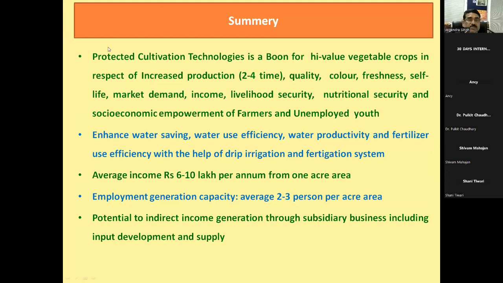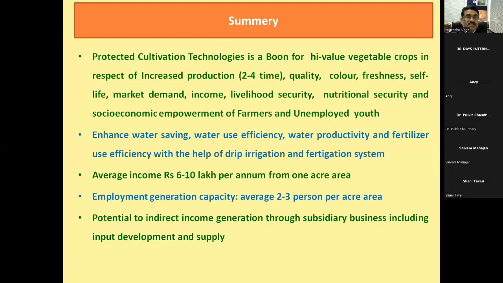This is a summary. The protected cultivation technology is a boon for high value vegetable crops in respect of increased production 2 to 4 times, quality, color, freshness, shelf life, market demand, income, livelihood security, nutritional security, and socio-economic empowerment of the farmer and unemployed youth. This is a summary of the protected cultivation technology.